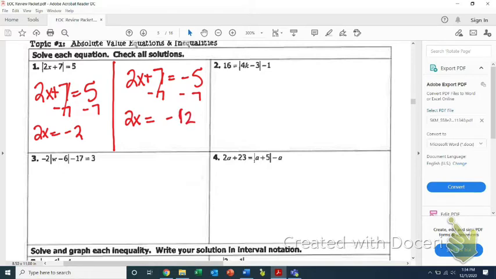Now after I subtract, I just divide by 2 on both sides of both equations. So I'm left with x equals negative 1 and x equals negative 6. Okay, so that one is pretty easy.